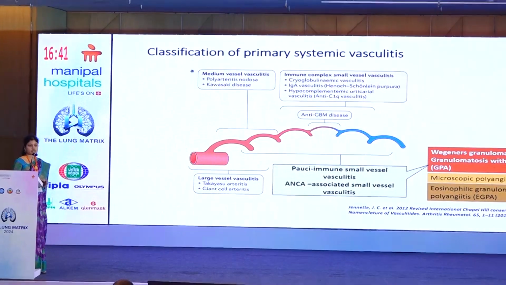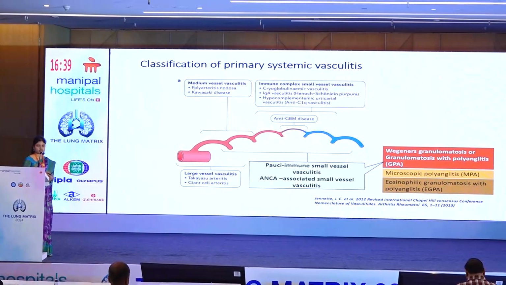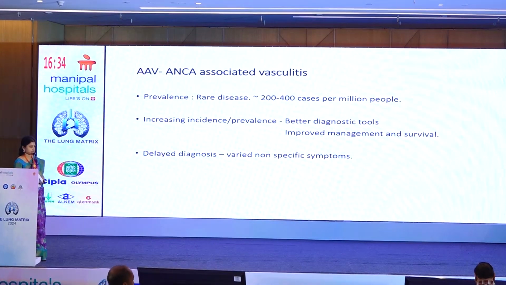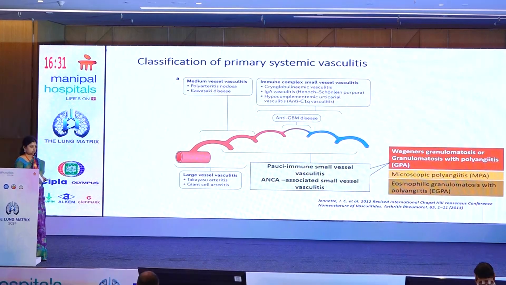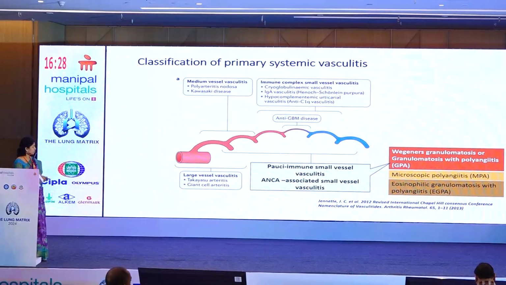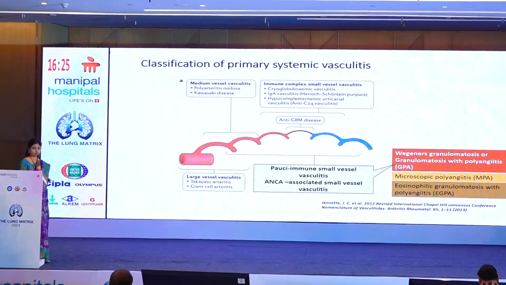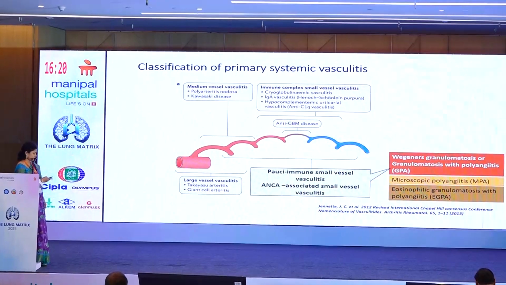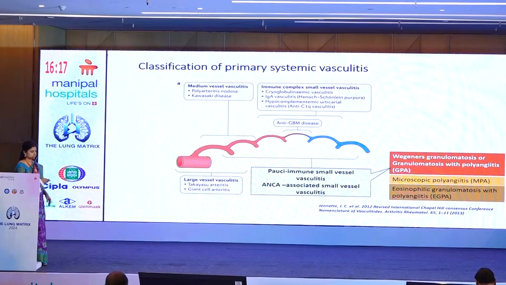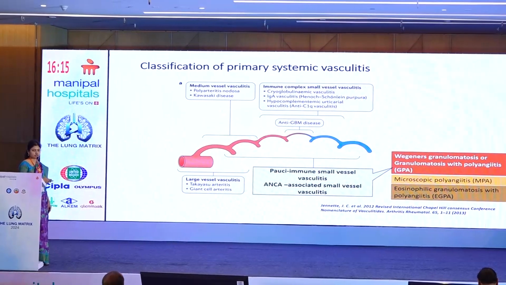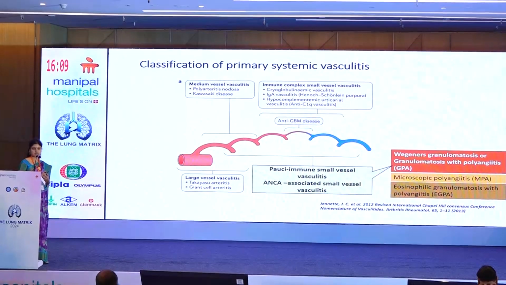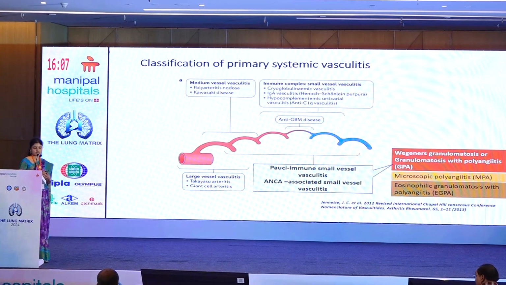This is the 2012 revised international consensus classification of primary vasculitis. It is classified based on the size of the vessel into large, medium and small vessel. Now we are concerned with only small vessel vasculitis. In this we have two categories. One is mediated by immune complex deposition in the vessels, that is immune complex mediated vasculitis. The second is post-immune, or pauci-immune, small vessel vasculitis, where you don't see any immune deposits in the vessel walls.